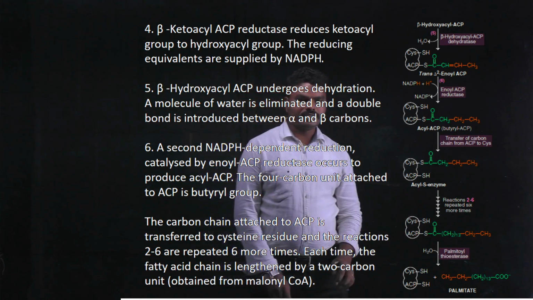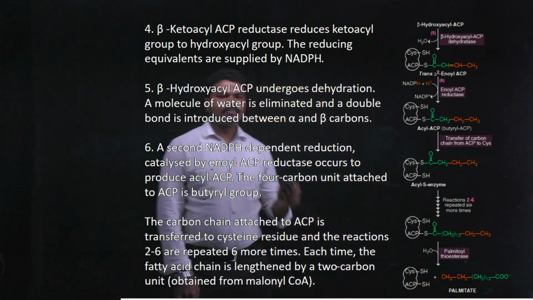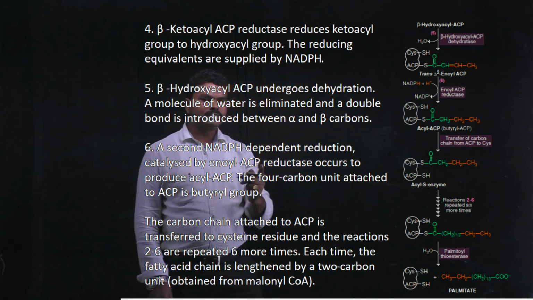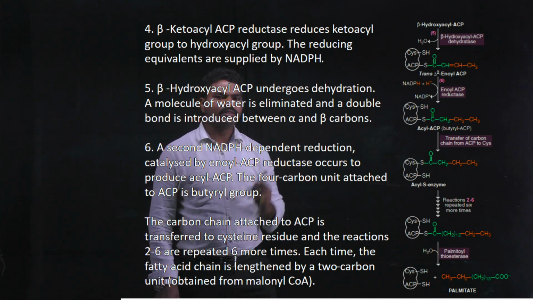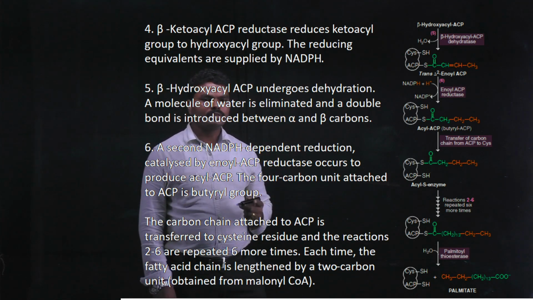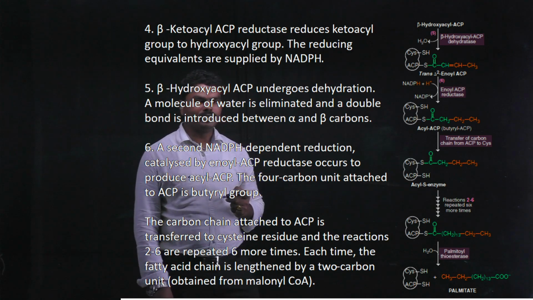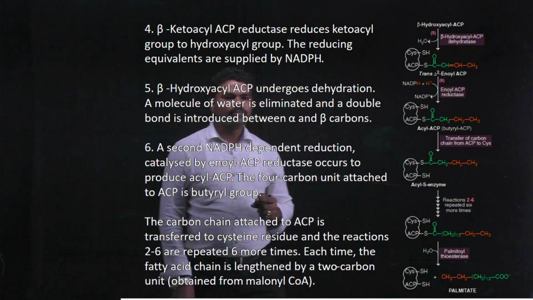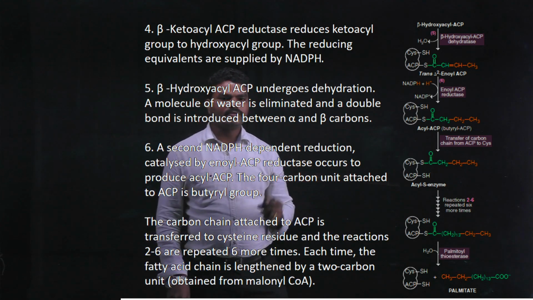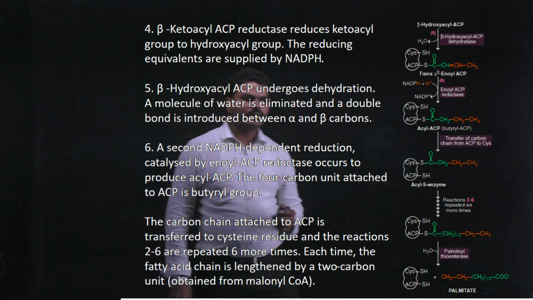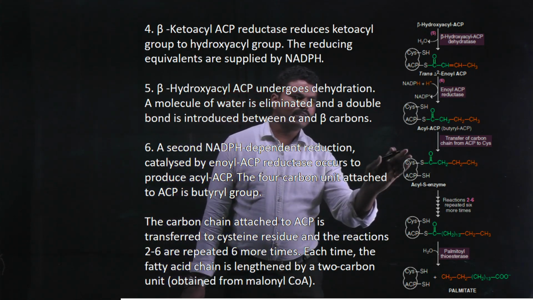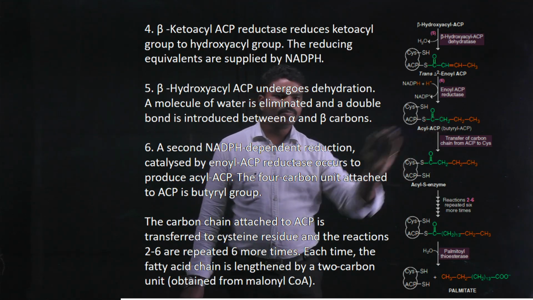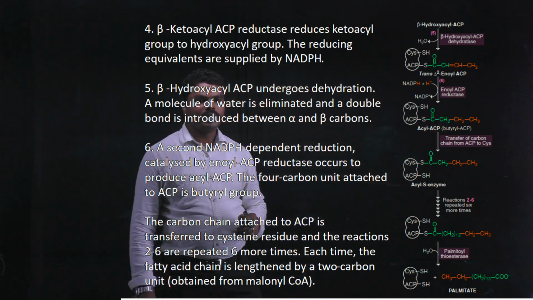And in the sixth step, the second NADPH-dependent reduction takes place. In the fourth step one NADPH is utilized, and in the sixth step the second NADPH is used, catalyzed by the enoyl ACP reductase enzyme, and thereby there is a production of acyl ACP. This acyl ACP is produced due to the action of enoyl ACP reductase.